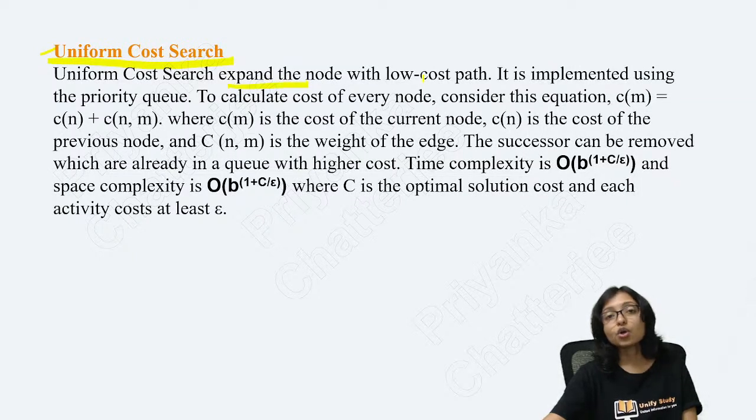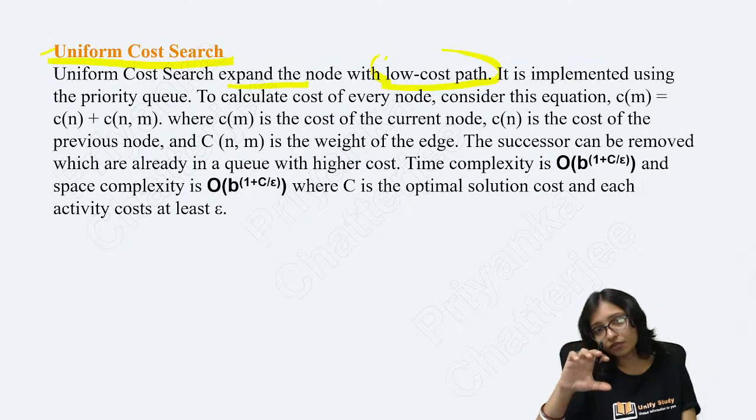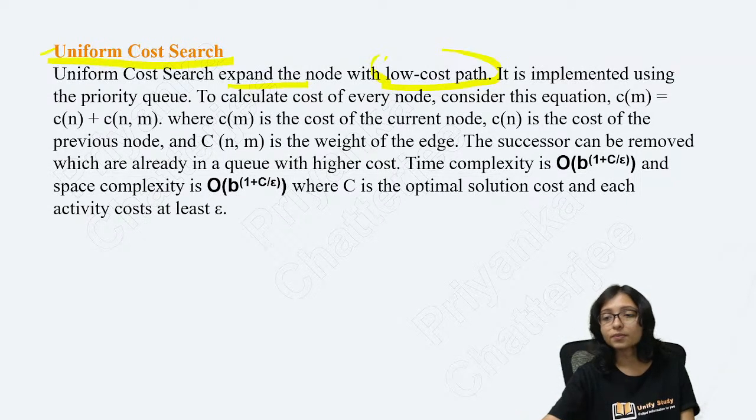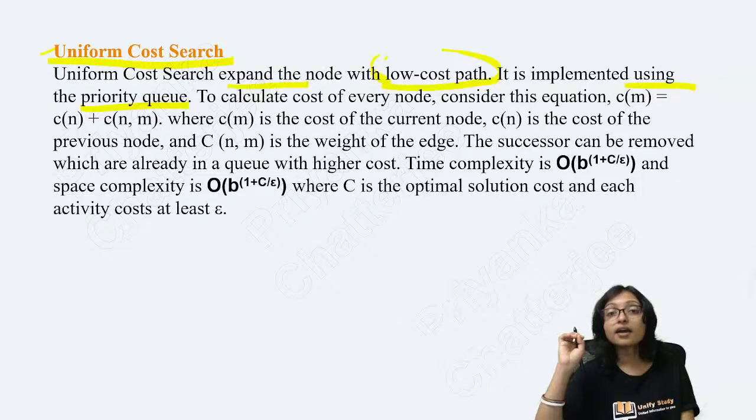expands the node with the lowest cost path. Whichever is the lowest cost will be expanded. You learned the A star algorithm, right? With uniform cost search we will compare A star, so it will be easy for you. It is implemented using a priority queue. The concept of priority queue we learned in best first search. It is also using the priority queue. Here also a priority queue is there.